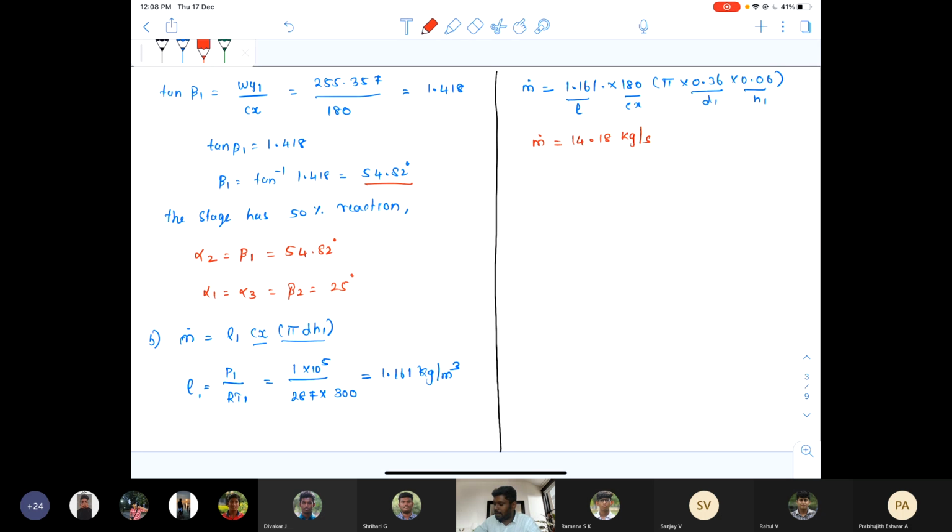Okay, this is how we derive the value of mass flow rate. That is, mass flow rate is equal to rho Cx pi D H1, where Cx is the axial velocity, which is given as 180, and D and H are given, where D is 36 centimeter, which is equal to 0.36 meter, and H1 is 6 centimeter, which is equal to 0.06 meter. And we have found the value of rho 1, where rho 1 is equal to P1 by R T1. By substituting these values, you will be getting 1.161 kg per meter cube. Now, we have substituted all these values in this equation and we have attained the value of mass flow rate.